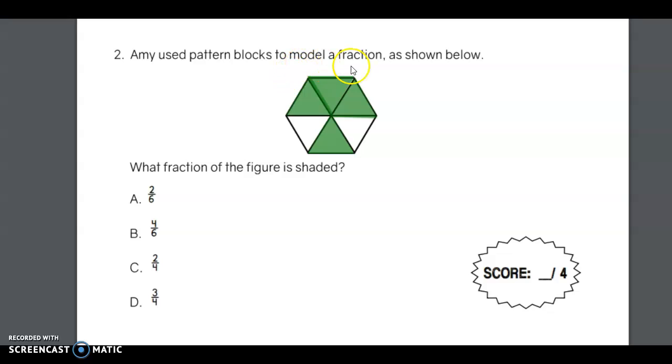Amy used the pattern blocks to model a fraction as shown below. What fraction of the figure is shaded? Okay, well, what do I need to do first? Good job. I need to figure out the total number of pieces we have in these pattern blocks, okay? 1, 2, 3, 4, 5, 6. And then I want to know what fraction of the figure is shaded. So the shaded part is going to be the color that is not white. In this case, it's green.